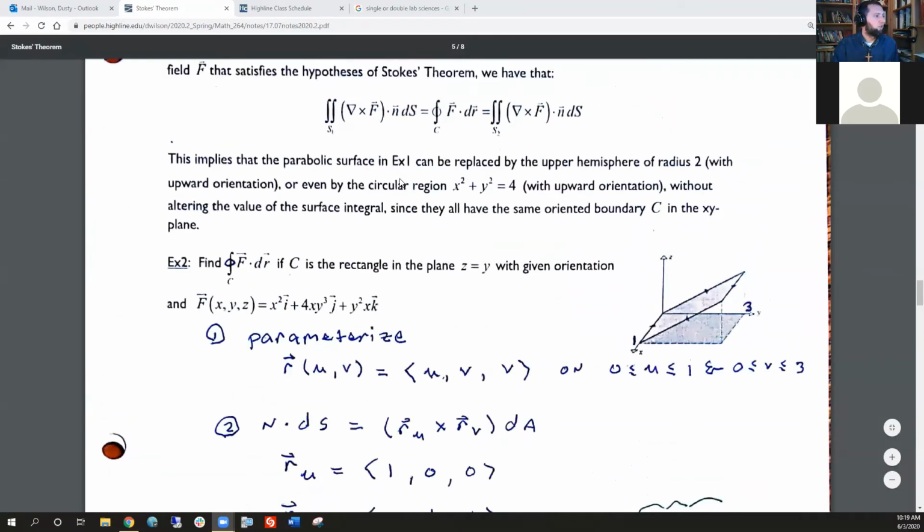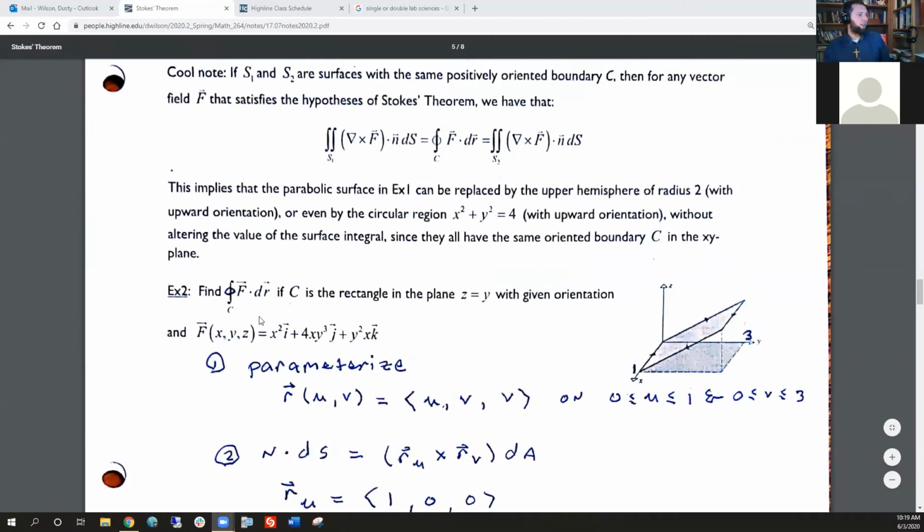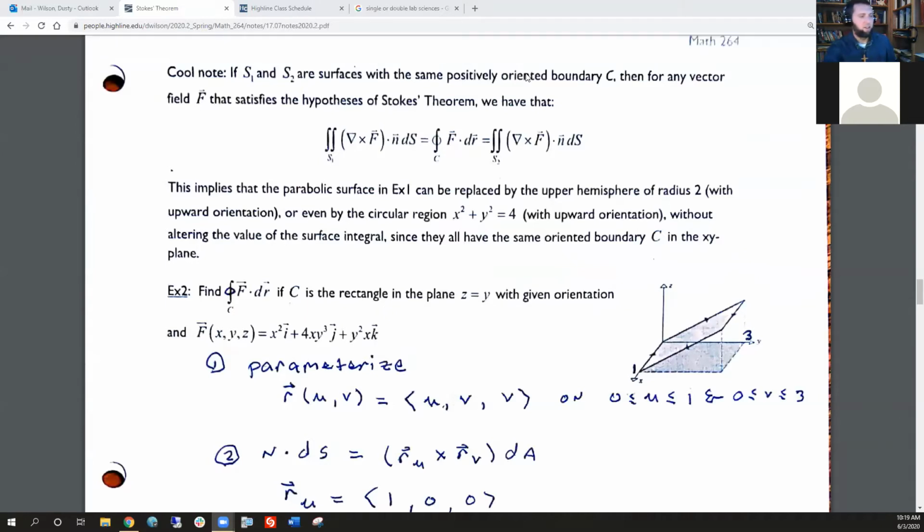All right, so example 2 says we want to find the circulation around C of F dot dr if C is the rectangle in the plane z equals y with given orientation, and F is this thing there. And let me switch over to the doc cam to actually work through it.